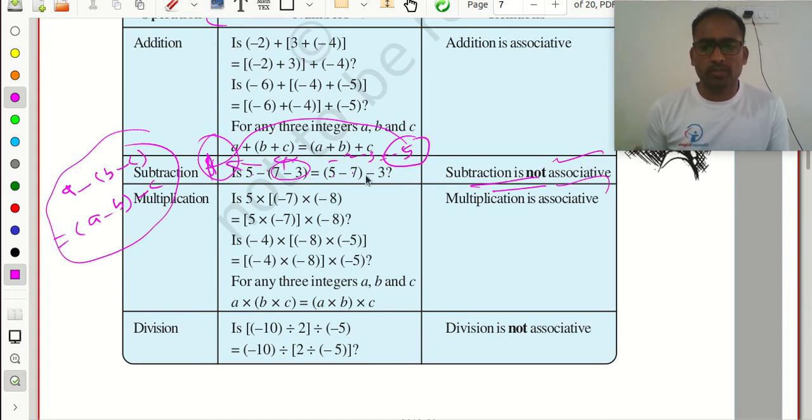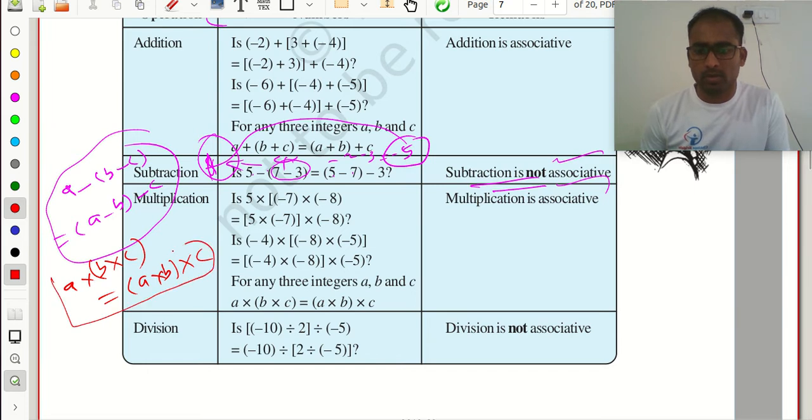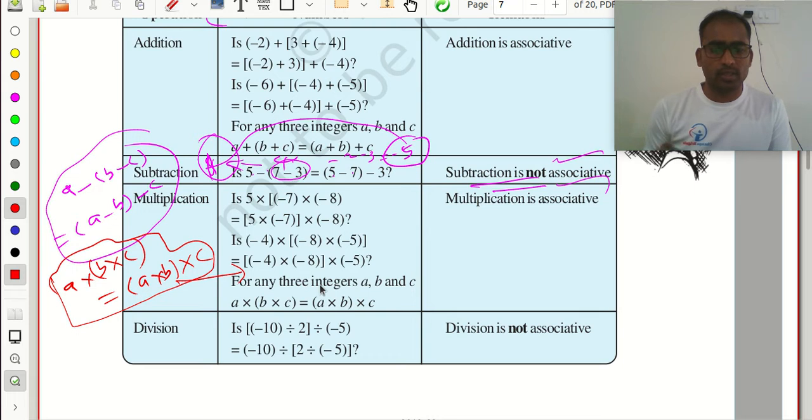Same, I will check for multiplication also. In multiplication, I already told you, A multiplied with B multiplied with C. Just take the bracket of this one. This has to be equal to A multiplied with B multiplied with C. So then I can say for any three integers A, B, C, if this is satisfied, then we can say multiplication is associative. And it will be satisfied also. You can go with the examples. Here you can see this example.